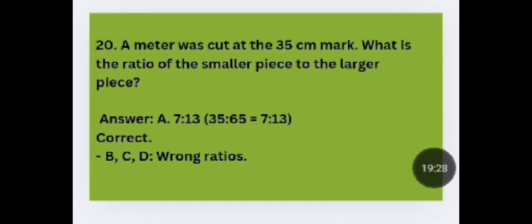So it is cut at 35. That's why 100 minus 35 is equal to 65. That's why 35 is to 65. And we are going to divide it by 5 to reduce. So it is equal to 7 is to 13. That's why the answer is 7 is to 13.